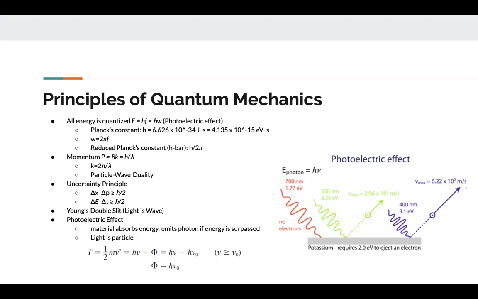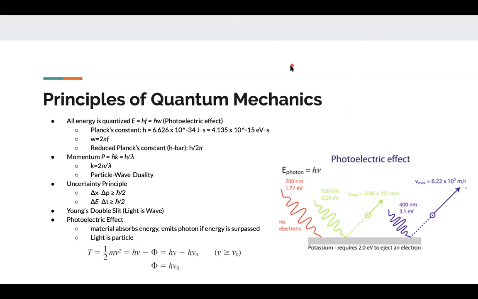As you can see in the diagram, if you put in a particle or a wave packet that has 2.25 eV and your surface absorbs 2 eV, then you get out a particle that has 0.5 eV. And then you can use the equation to calculate the frequency of that particle as well as the speed.